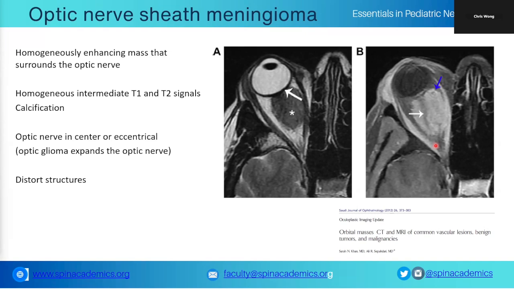Instead, optic glioma actually is the expansion of the optic nerve substance itself. So the difference is one surrounds the nerve, one expands the nerve. And as a tumor, it will distort the adjacent structures, as you can see the flattening of the sclera here and the displacement of the medial rectus muscle here. So hallmark of optic nerve sheath meningioma is enhancing mass surrounding the optic nerve.